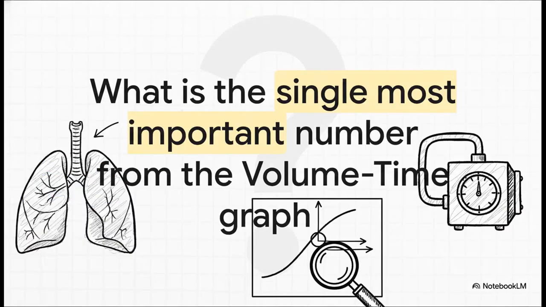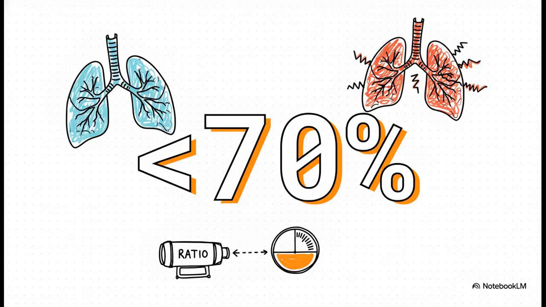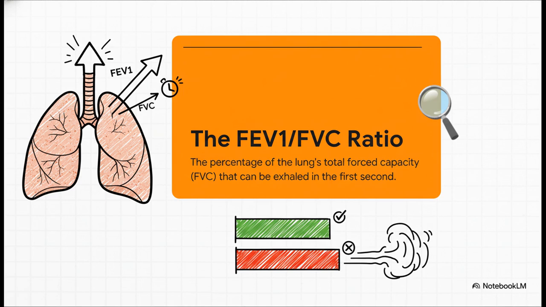Now, out of all this data, there's one single calculated number, one key ratio, that becomes our first major clue. It's the first decision point in our whole diagnostic algorithm, and it's what starts to separate lung diseases into 2 big buckets. And here it is, less than 70%. This number is the smoking gun, the diagnostic hallmark that basically screams obstructive lung disease. The obvious question then is, what is this a ratio of? It's the FEV1 to FVC ratio.